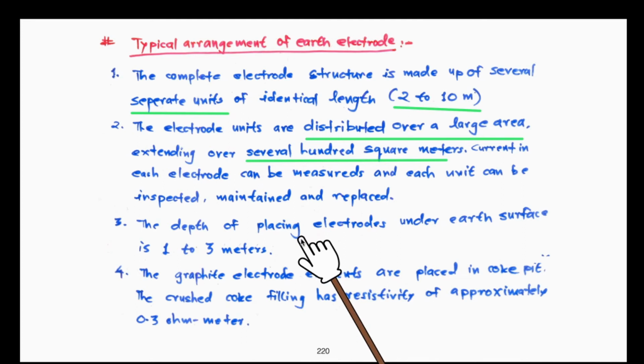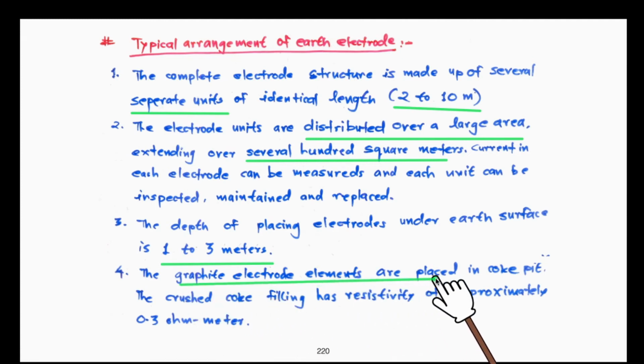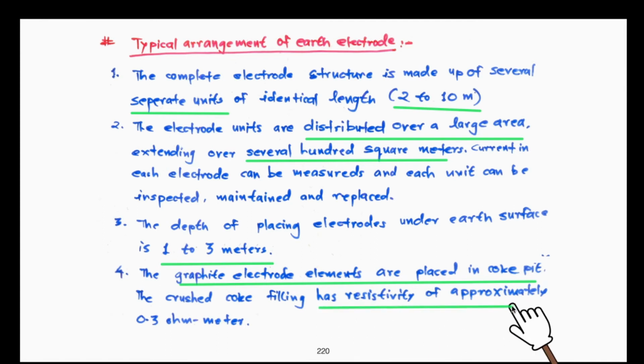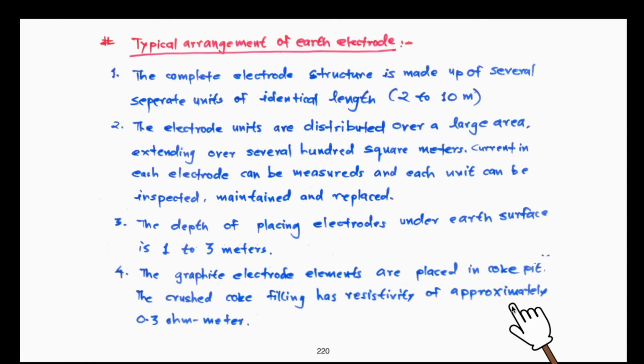Then further, the depth of the placement of electrode is 1 to 3 meters under the earth surface, and the graphite electrode elements are placed in the coke pit, right? Coke pit provides low resistivity. Okay. Typical arrangement of earth electrode, already we have seen from the diagram. We are just taking a revision here in the form of points in order to have a better understanding. Okay. Let us now move ahead further.